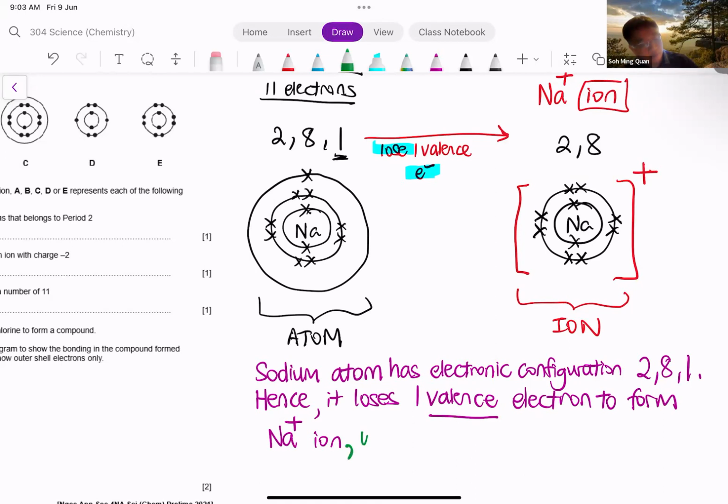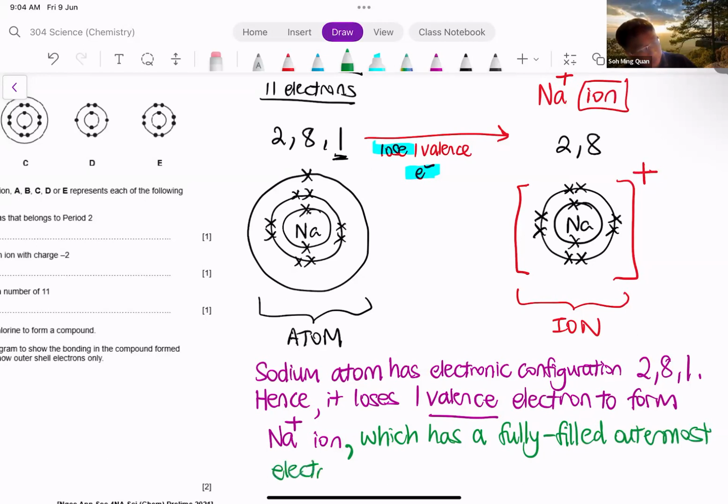Which has a fully filled outermost electron shell. Now, you notice that I've used two colors because if this is a 2-mark question, how are the marks allocated? First, you need to tell me that it loses one valence electron to form Na plus ion. That's 1 mark. The second mark is why. Why must it lose one? It loses one valence electron so that it can achieve a fully filled outermost electron shell.